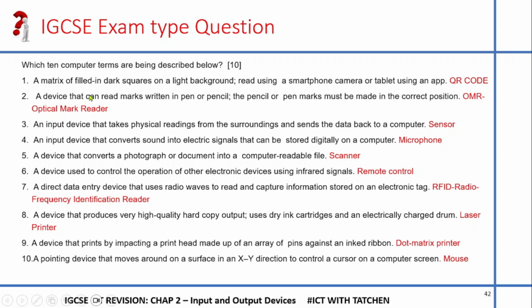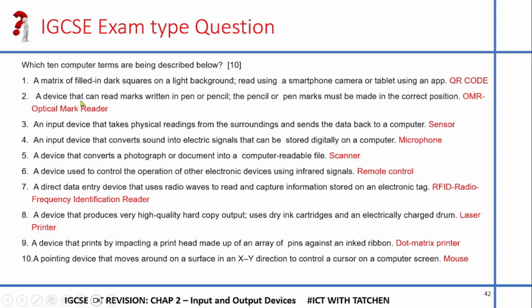The first one says a matrix of filled in dark squares on a light background. It's read using a smart camera or tablet using an app. It's very common now. That is a QR code. It is not the lines, which are barcodes, but the squares that give you a QR code.